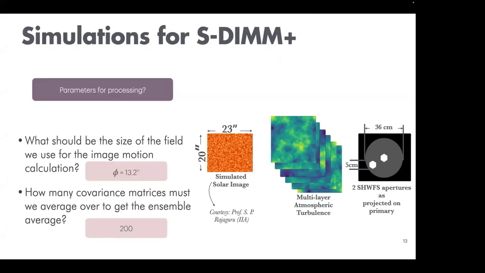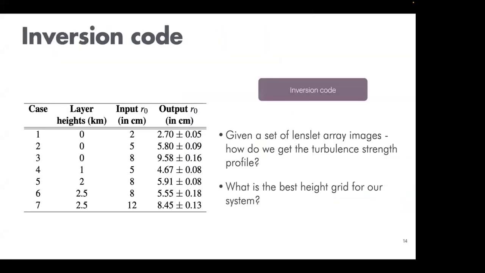We found that having a 13.2 arcsecond by 13.2 arcsecond field of view, which is actually quite large because other experiments were able to use a 5.5 by 5.5 arcsecond field of view for their image motion estimates, and then doing an ensemble average across 200 frames, works.